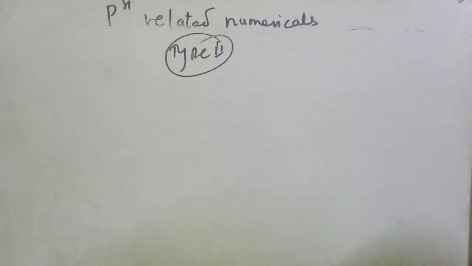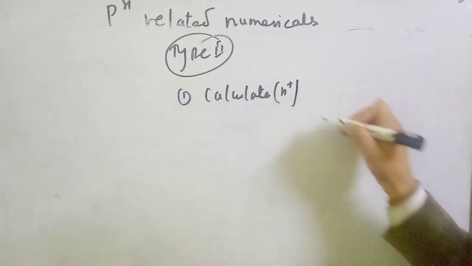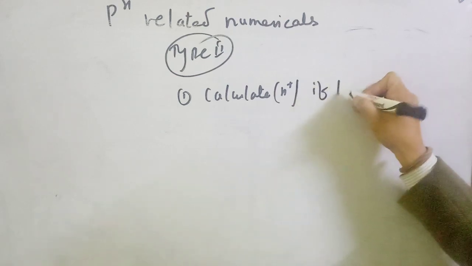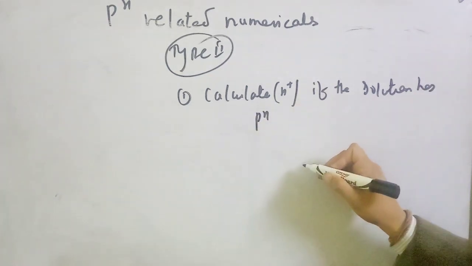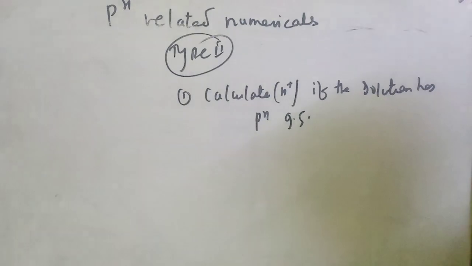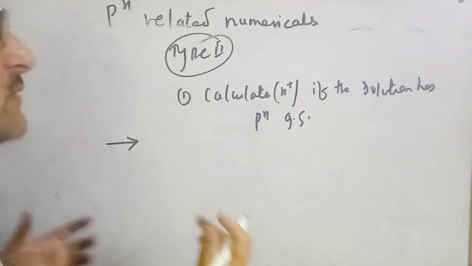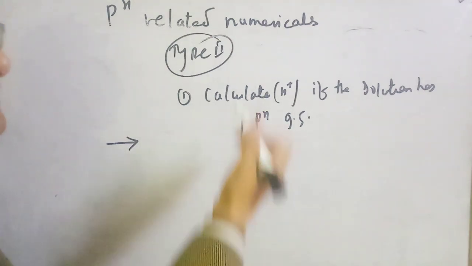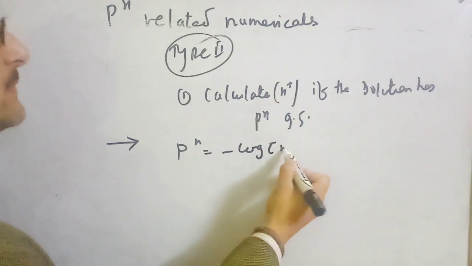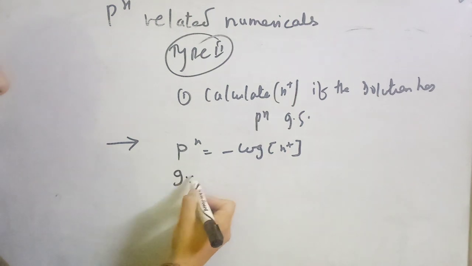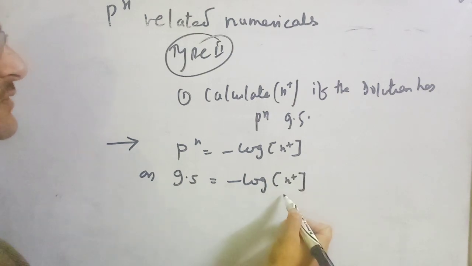In the case of type 2 problems, the first problem is to calculate H plus ion concentration if the solution has pH 9.5. So in this problem we are given the pH. Once you have pH, you have to calculate H plus ion, just the reverse of the type 1 problem. We have the formula pH equals minus log H plus. The pH value is given as 9.5, and you need to calculate the H plus ion here.